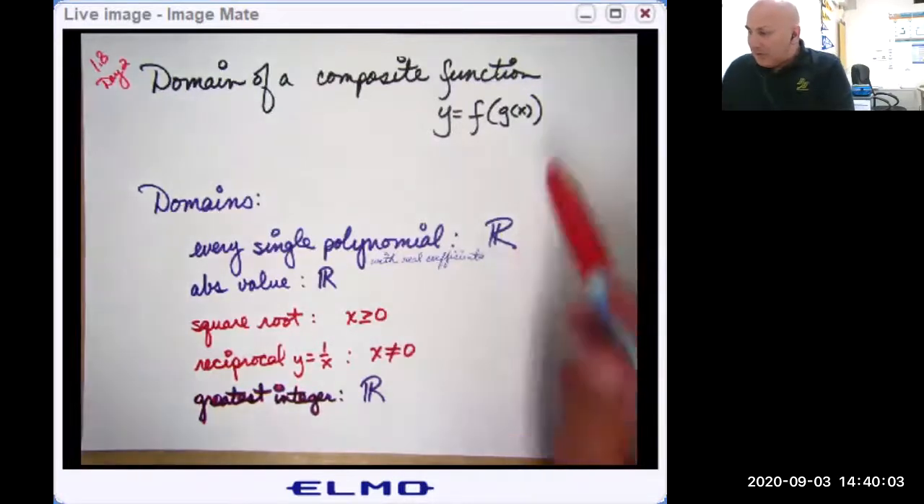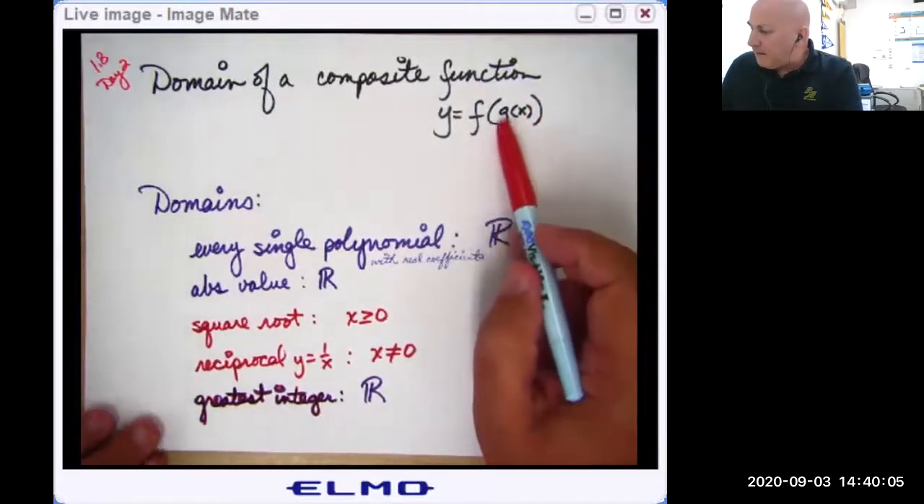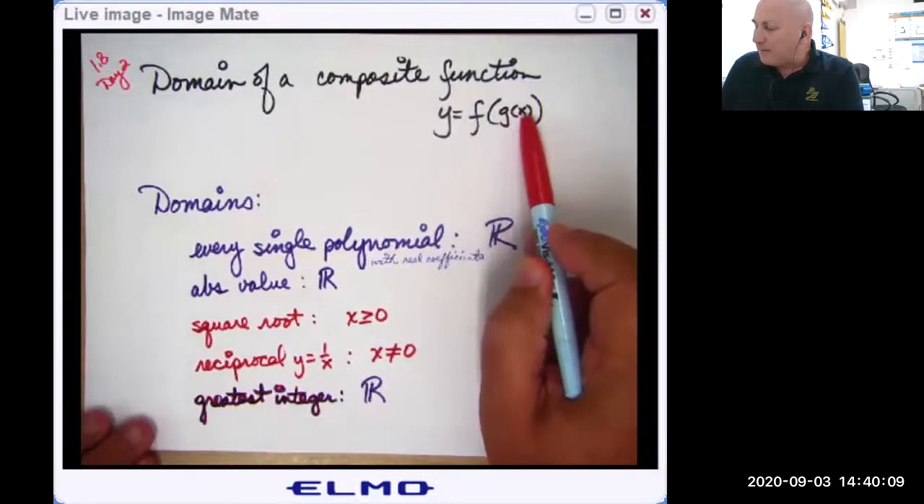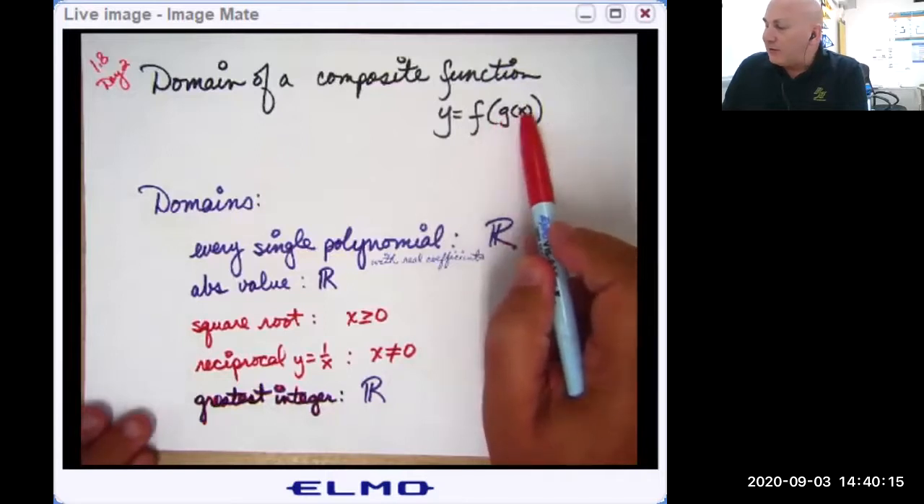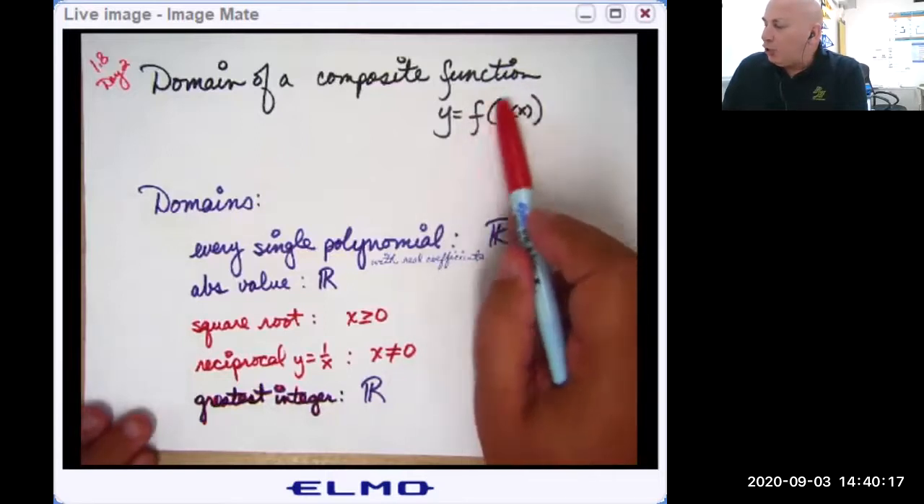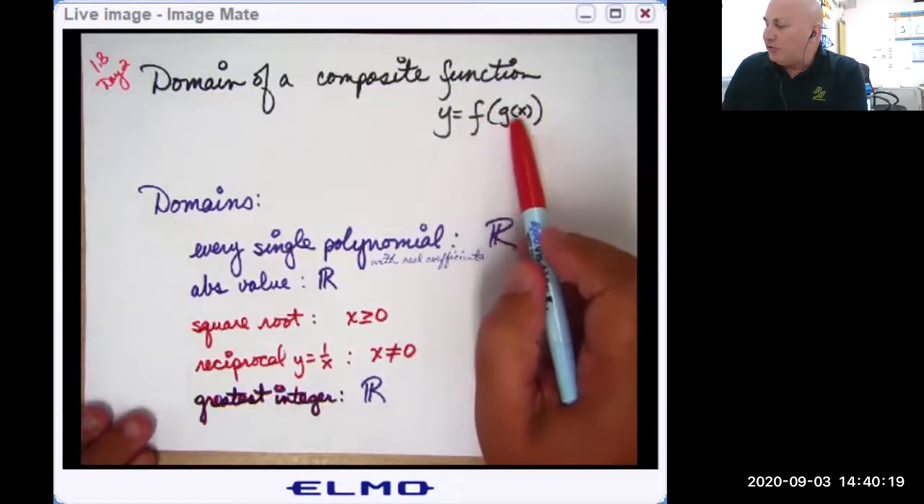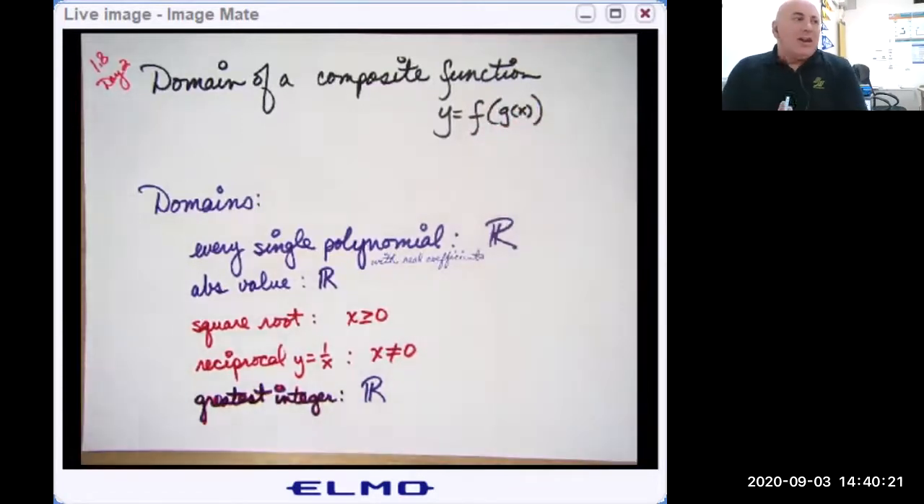So u would be g of x. That's when I said u is a function of x, u is equal to g of x. So f of u would be f of g of x. And today we're going to talk about the domain of a composite function.